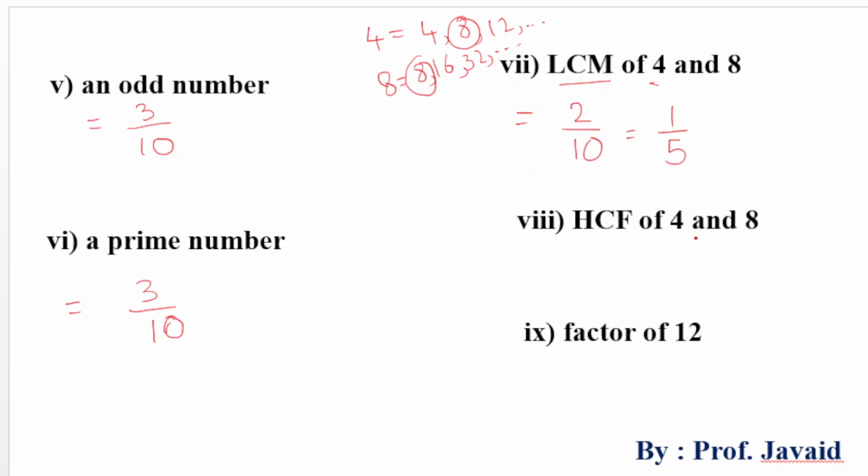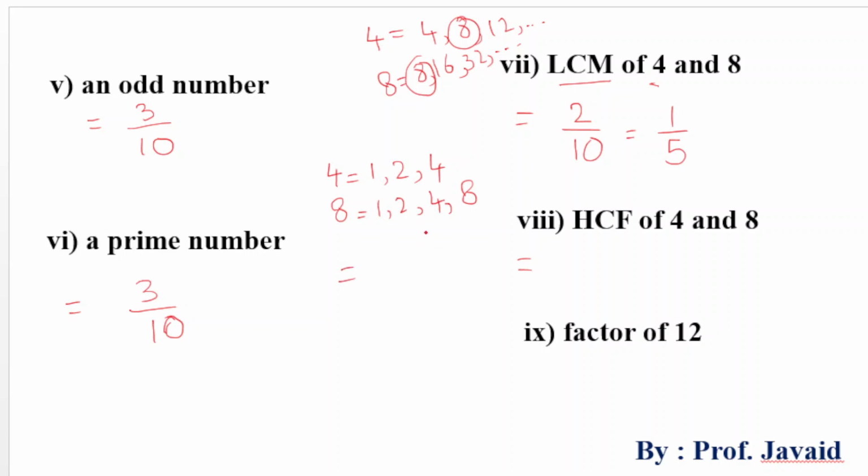Now, HCF of 4 and 8. First of all, you should know what is HCF. HCF means highest common factor. So highest common factor of 4 and 8. Let me write the factors of 4: 1, 2, and then 4. Then for 8: 1, 2, 4, and 8. These numbers are the factors of 8 and these are the factors of 4.